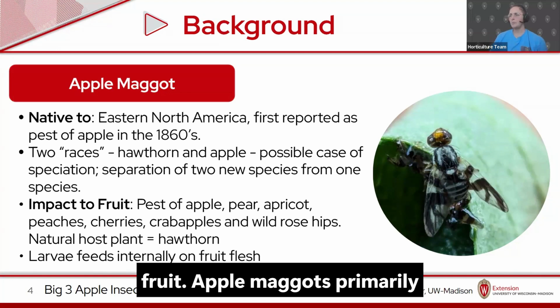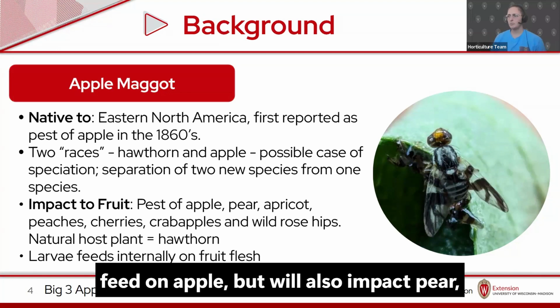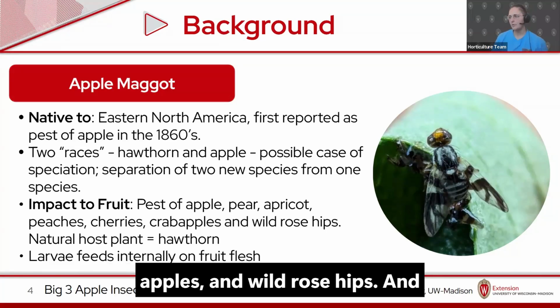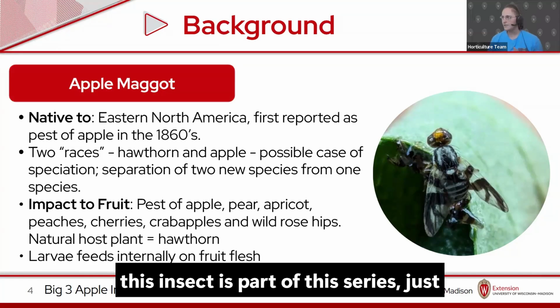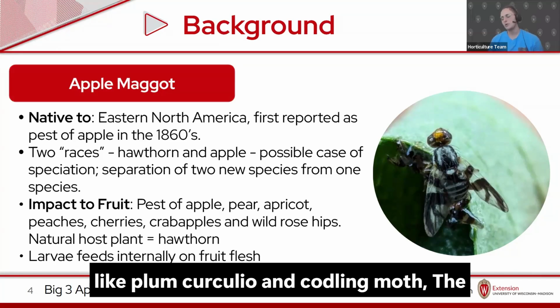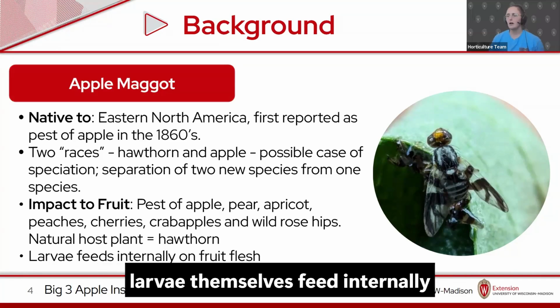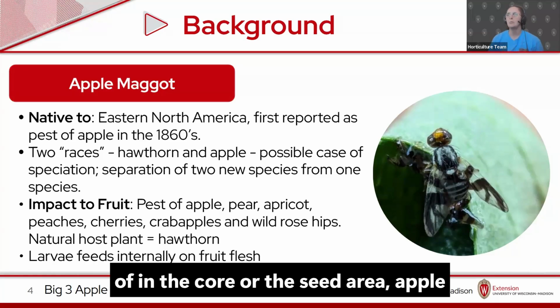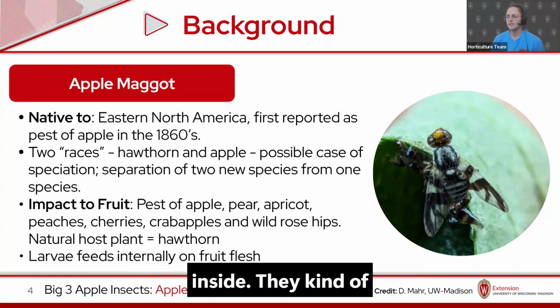Impact to fruit: apple maggots primarily feed on apple, but will also impact pear, apricot, peaches, cherries, crab apples, and wild rose hips. Again, their natural host plant is hawthorn. The reason this insect is part of this series, just like plum curculio and codling moth, is that the larvae themselves feed internally on the fruit. Instead of feeding in the core or seed area, apple maggots actually feed on the flesh inside. They absorb the juice as they make their way through the apple.